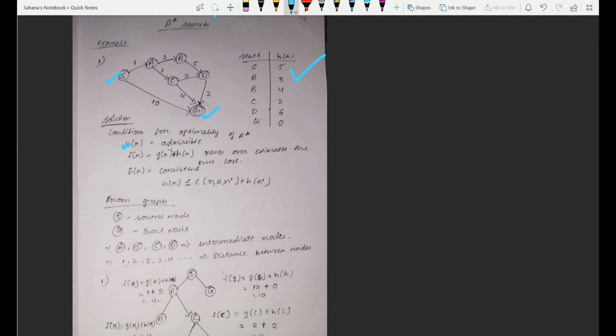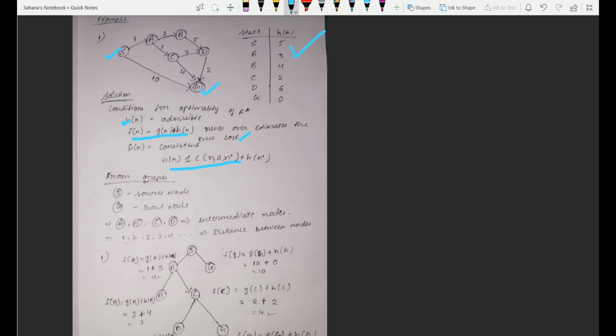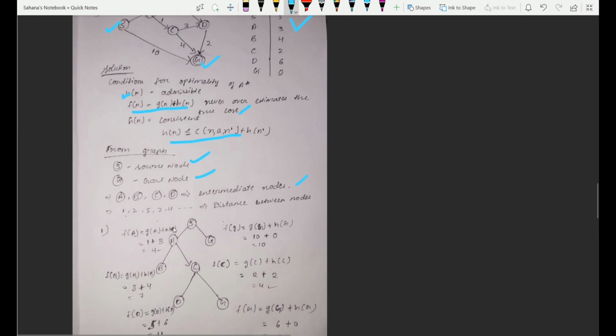That is h of n. What is h of n? It is a heuristic that is admissible, and this function we will write, that is g of n plus h of n. It should never overestimate the true cost. Then h of n should be consistent. These are the conditions. Okay, then from the graph, S is a source node and G is a goal node, and the remaining nodes are intermediate. Those are A, B, C, D, and these are the g of n.